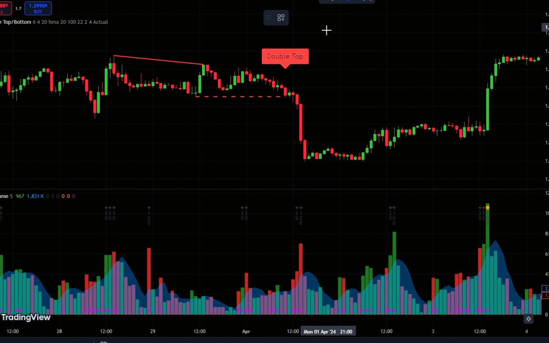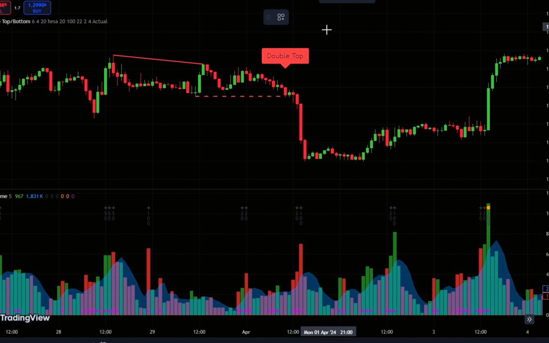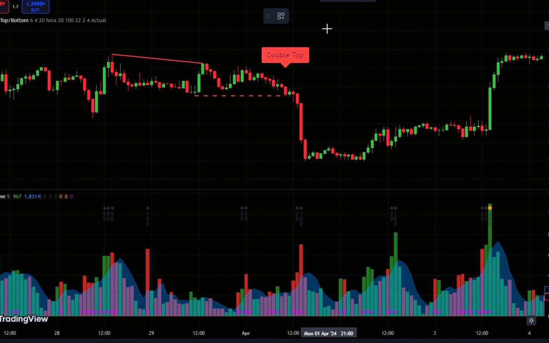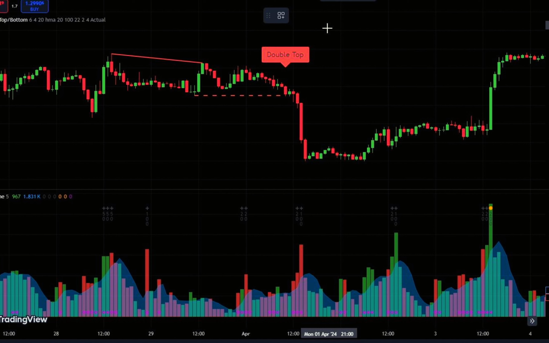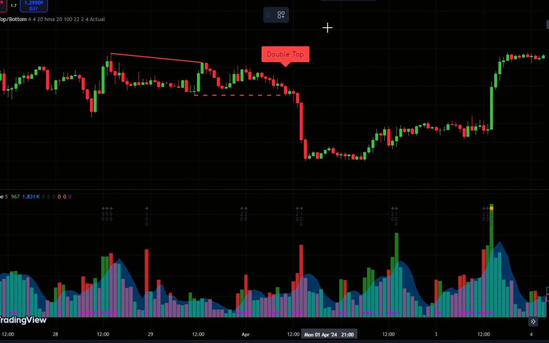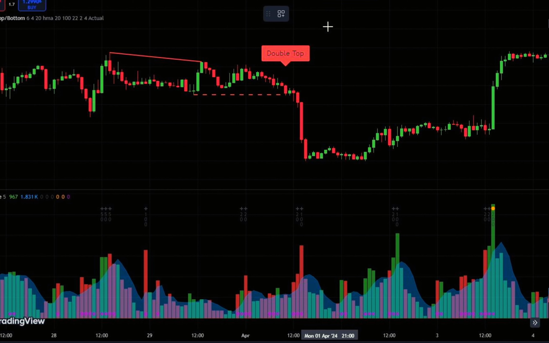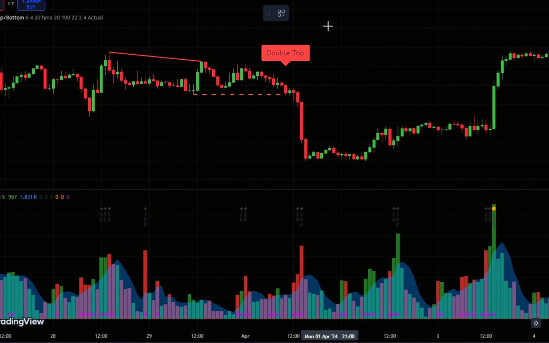Confirm with candlestick. Make sure the candlestick that forms after the double top and volume confirmation is bearish, a candlestick with a close lower than its open. This is your final confirmation that the price is likely to reverse. Place the sell order. If all conditions are met, place your sell order right after the bearish candlestick closes.